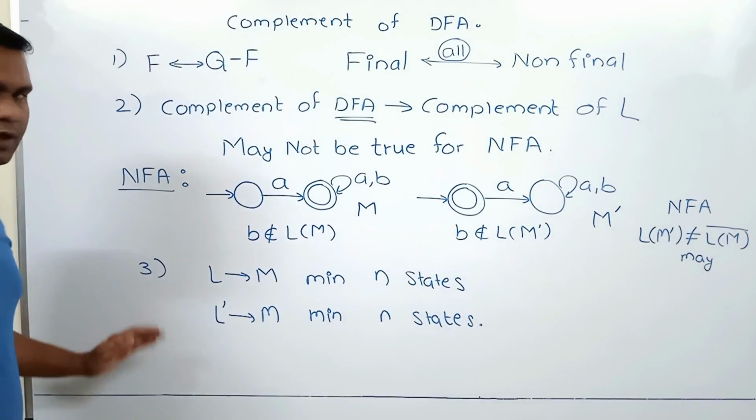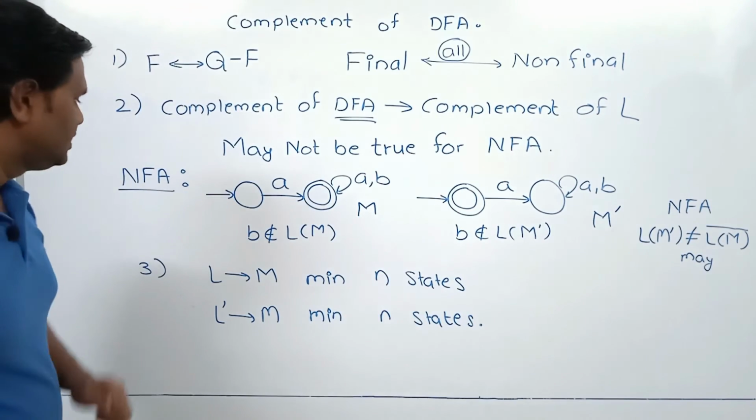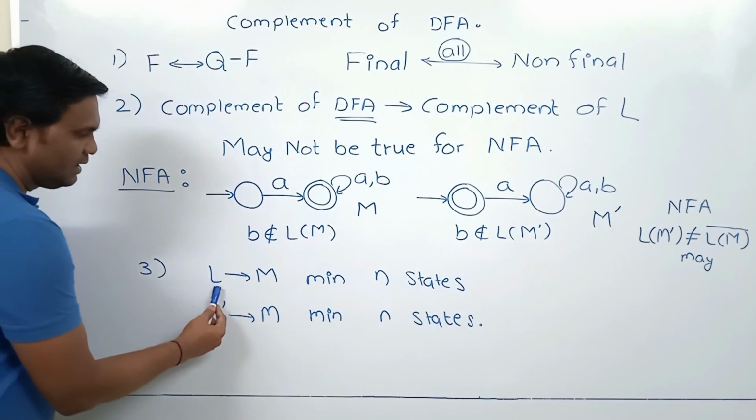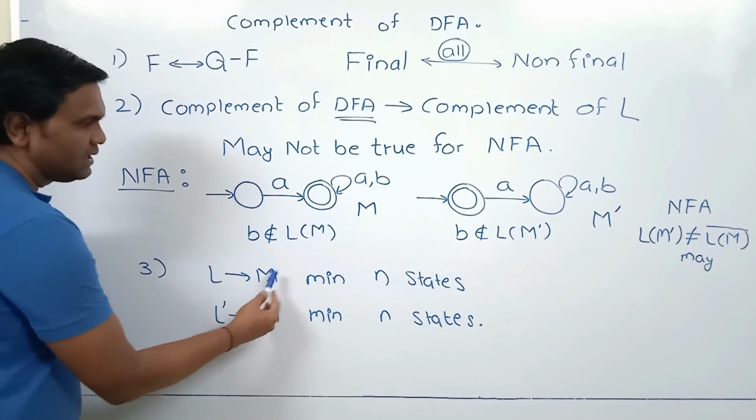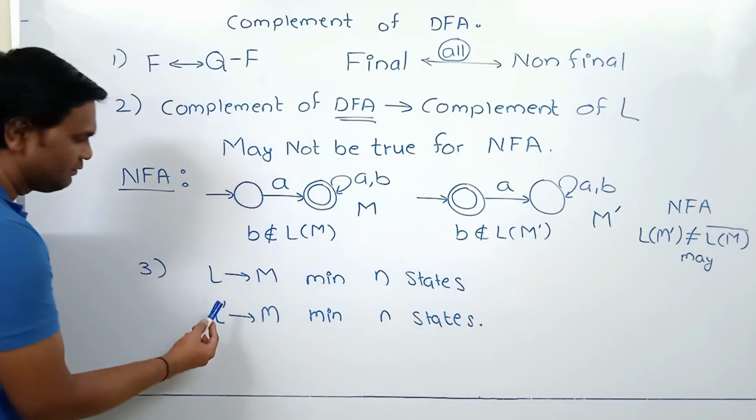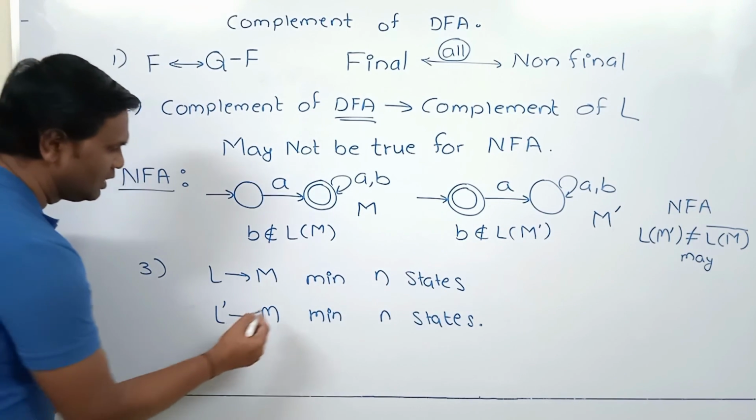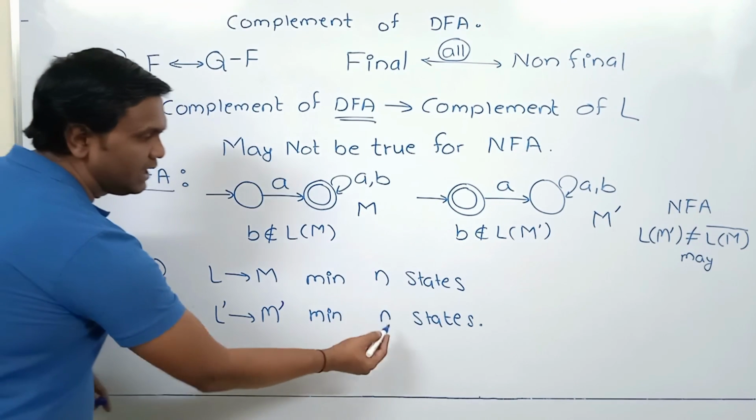And this third point we already have studied, but it is an important one. For a given language L, if the minimal DFA contains n number of states, then for the complement of the language also the minimal DFA contains n number of states.